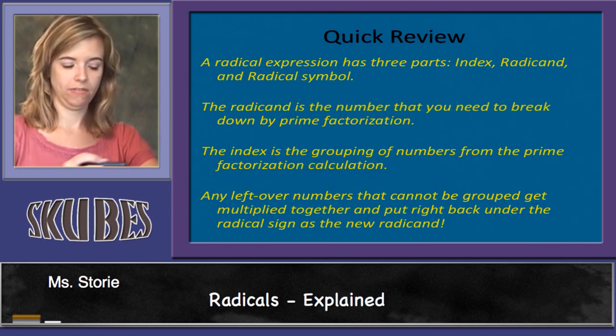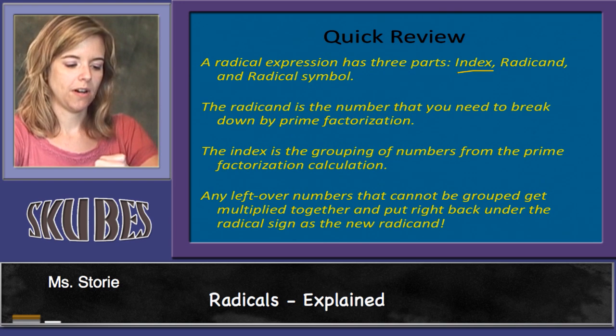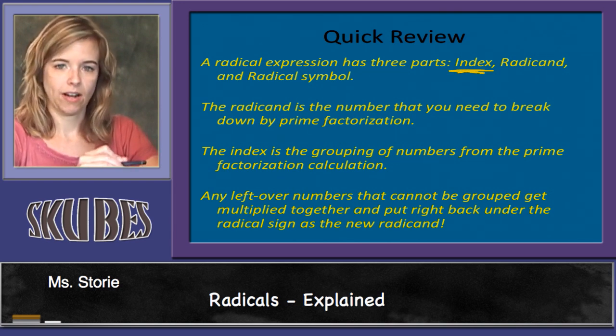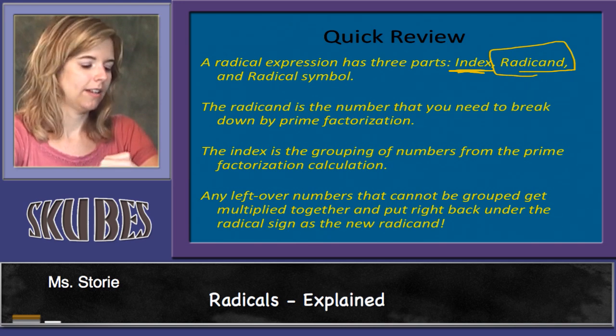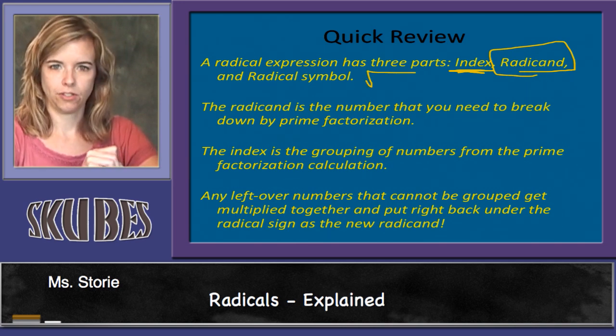Okay, so let's take a quick review. A radical expression has 3 parts. The index, that was that teeny tiny number outside of the radical sign. Then the radicand, that was the number inside the radical sign. And then the actual radical symbol, which was the check mark.